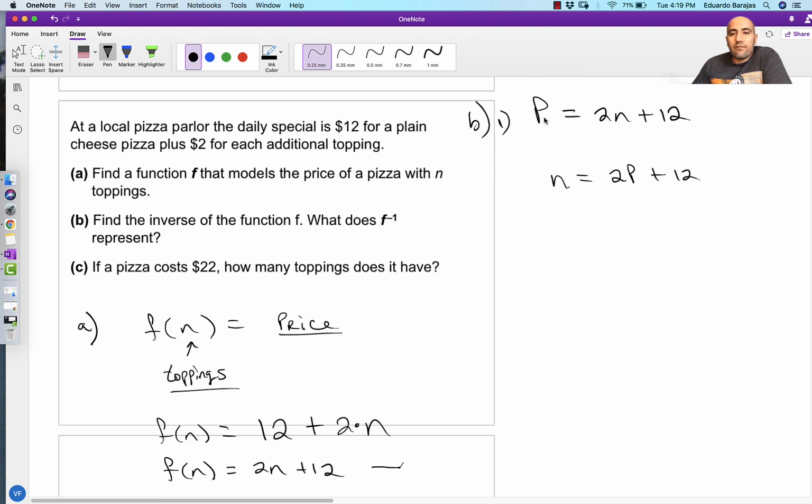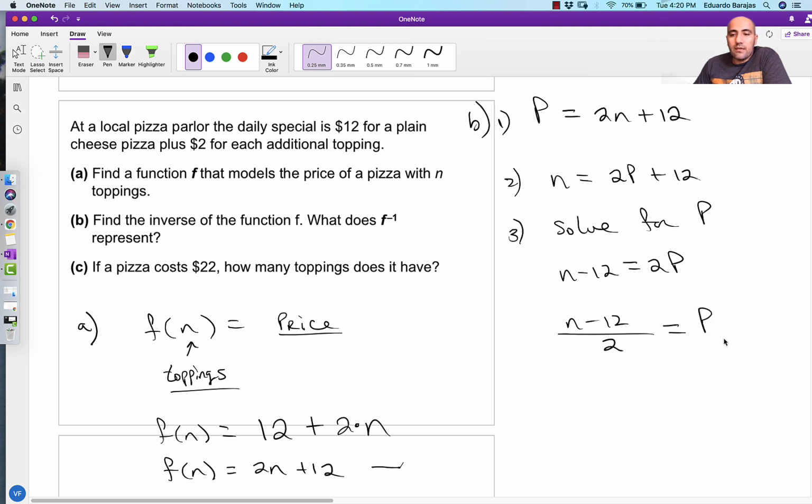Step 3 was to solve for the opposite, right? So instead of solving for p, we're going to solve for p. So next, that's step 2. Step 3 is to solve for p. Normally we have y and an x, and then we interchange and still solve for y. Okay, so then we subtract 12 from both sides. n minus 12 equals 2p, divide both sides by 2, and we get n minus 12 divided by 2 equals p.